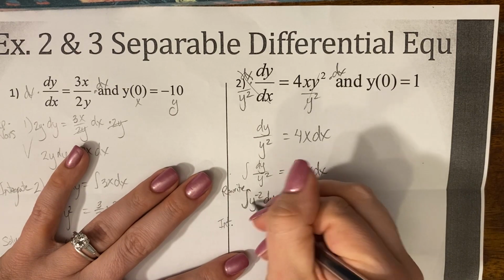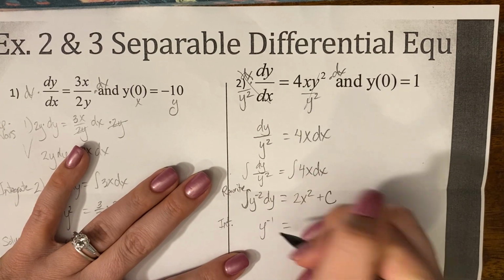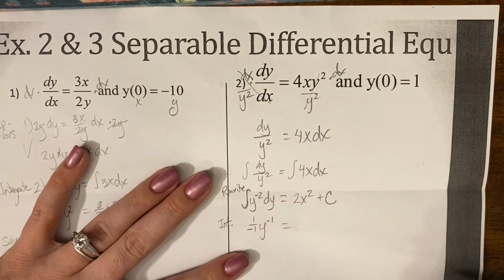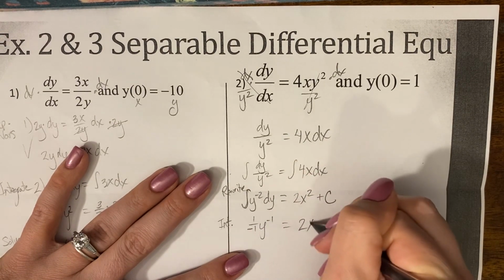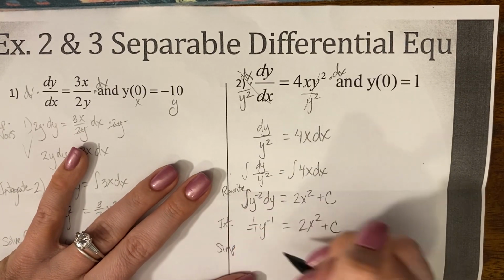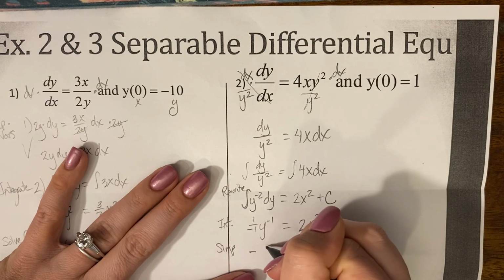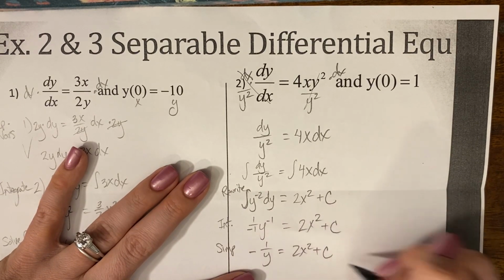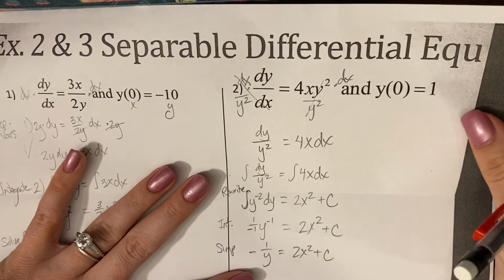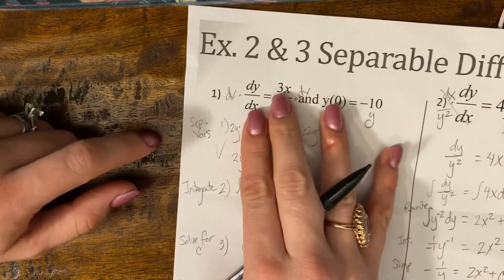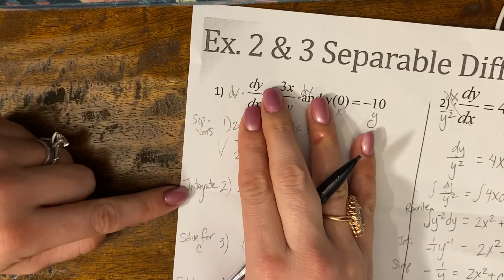Now I'm going to actually integrate or anti-differentiate. And so I'm going to add 1 to the exponent, y to the negative 1, and I divide by the coefficient by negative 1. I'm going to simplify this. Okay, so I get negative 1 over y equals 2x squared plus c. Okay, so in terms of my steps, they're listed here. So I separated my variables, I integrated, check.